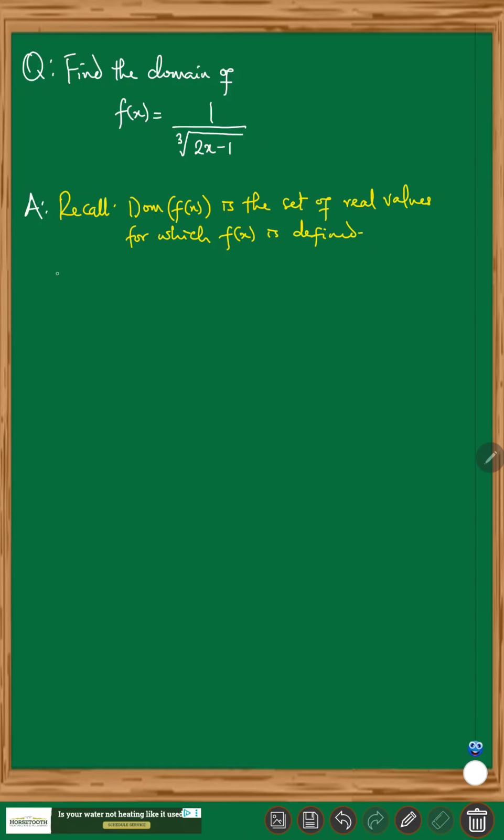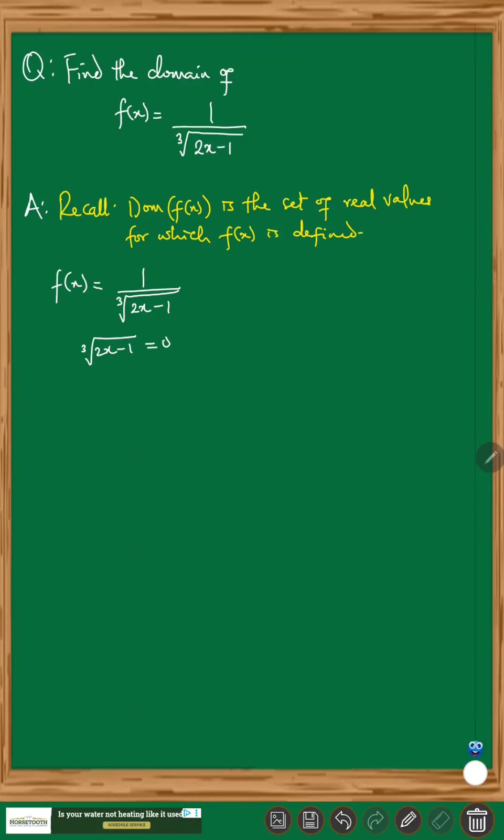In this particular case, f of x is equal to 1 over cubed root of 2x minus 1. It's a fraction, and a fraction is undefined when the denominator is equal to 0. In this case, that means we're looking for the values of x for which cubed root of 2x minus 1 is equal to 0. So we solve this equation. And how do we solve this equation?